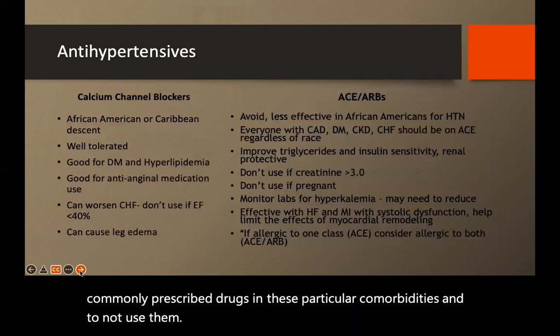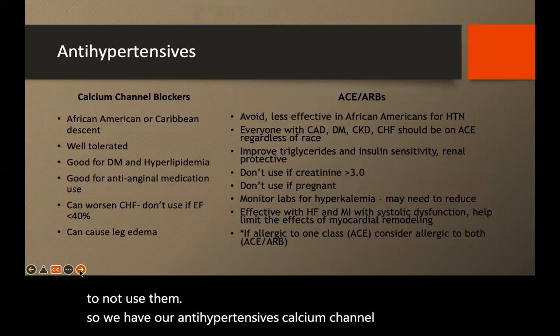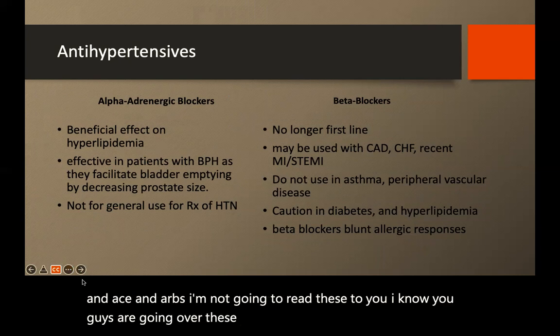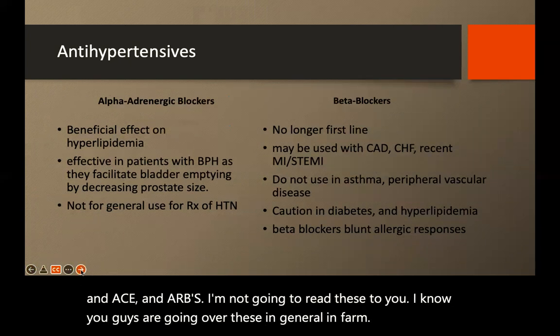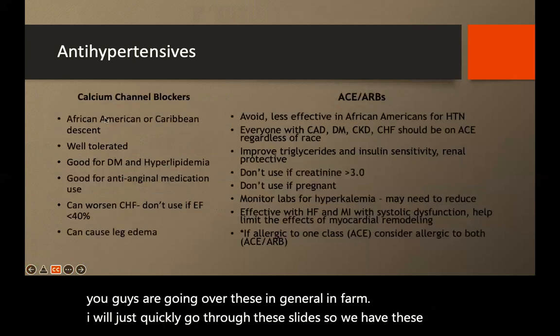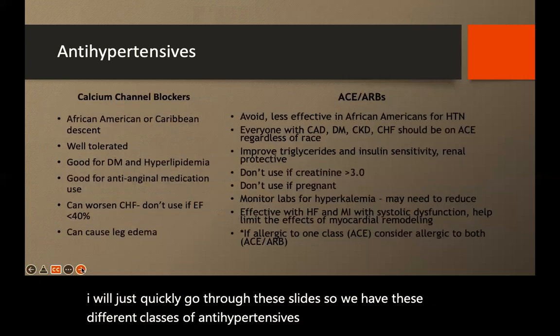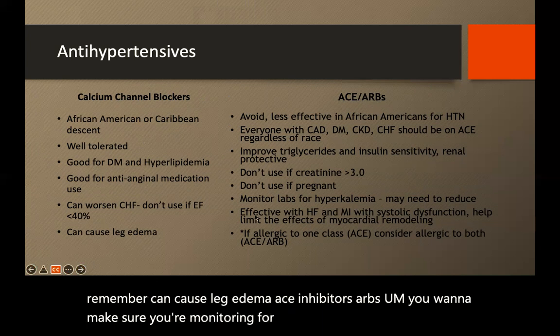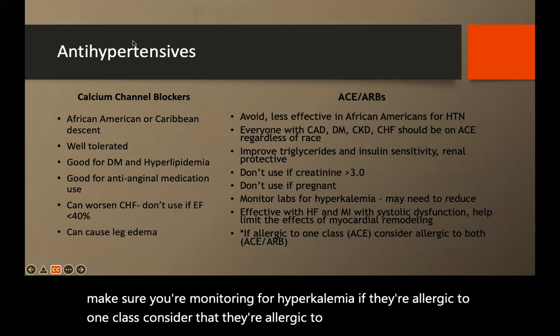So we have our antihypertensives, calcium channel blockers, ACE inhibitors and ARBs. I'm not going to read these to you. I know you guys are going over these in general in pharm. I will just quickly go through these slides. So we have these different classes of antihypertensives. Calcium channel blockers, remember, can cause leg edema. ACE inhibitors, ARBs: you want to make sure you're monitoring for hyperkalemia. If they're allergic to one class, consider that they're allergic to both. Okay, just keep that in mind.